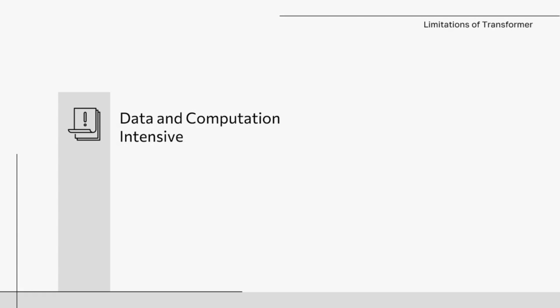Now that we have covered the advantages of transformers, let's take a look at some of the key limitations that come with this powerful architecture. First, transformers are incredibly data and computation intensive. They require massive amounts of data to train effectively.